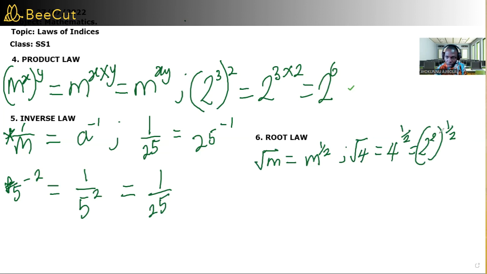And from the product law, when we have a power inside and outside the bracket, what are we supposed to do? Multiply. So what is the power in the bracket here? 2. And what is the power outside the bracket? Half. That is 2 times half. What is half of 2?